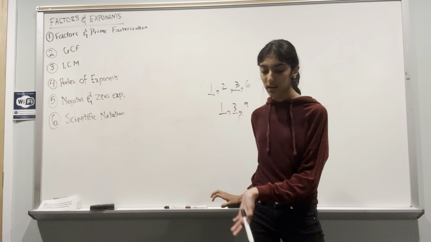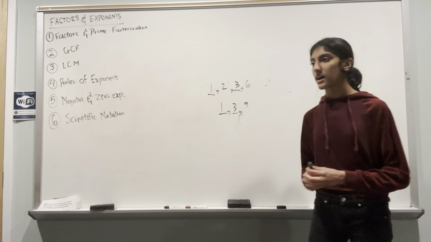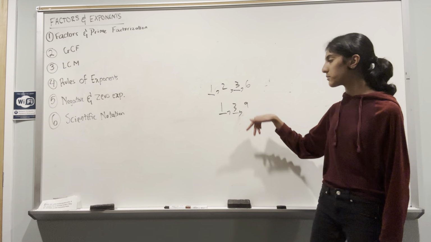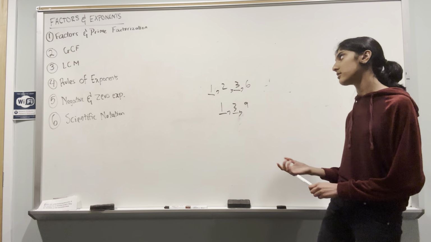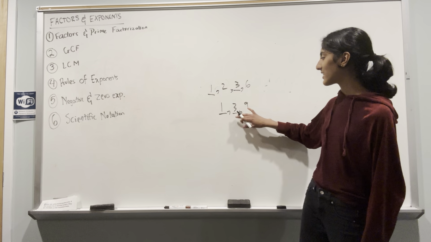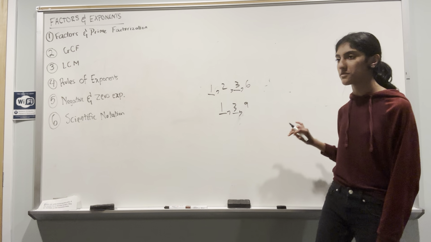So the greatest common factor is, as its name goes, the greatest common factor. So it would be the greatest digit in all of the factors that are common.